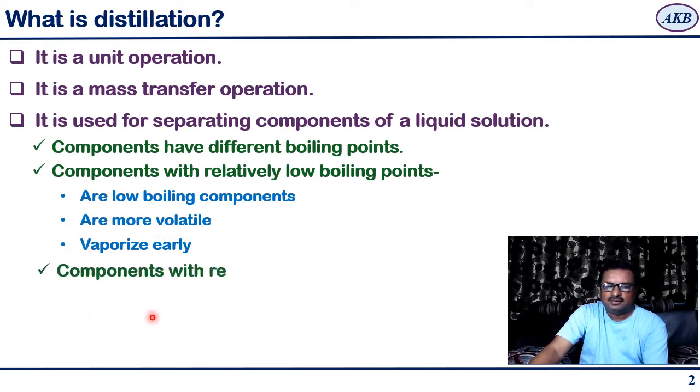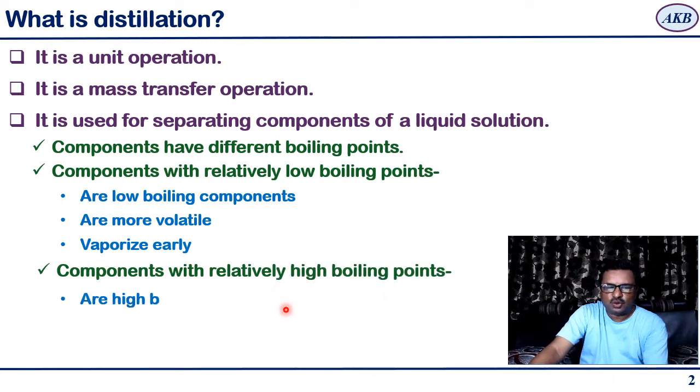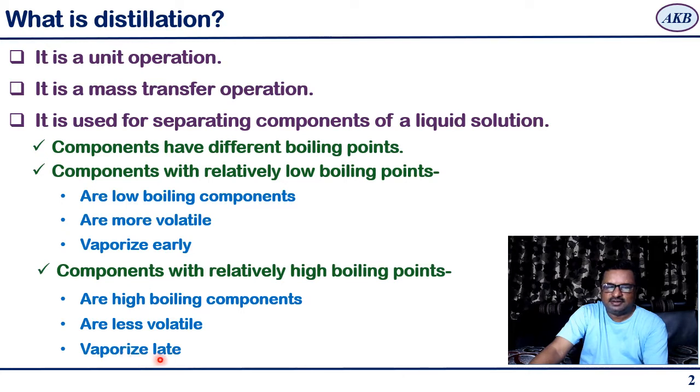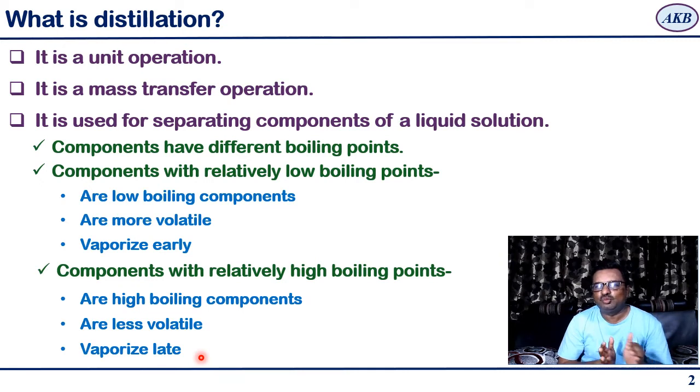On the other hand, components with relatively high boiling points, we call them high boiling components. They are less volatile and that's why they will vaporize late. Okay. So all the components present in a liquid solution will have different boiling points. Some of them will have relatively low boiling points and some of them will have relatively high boiling points.